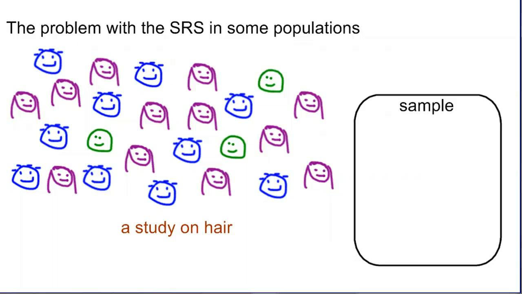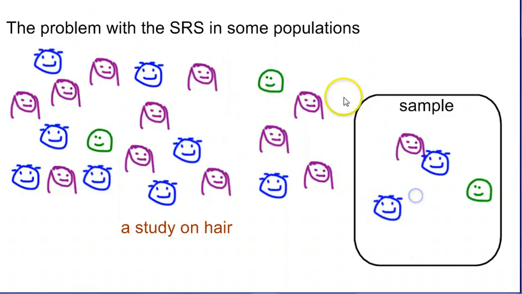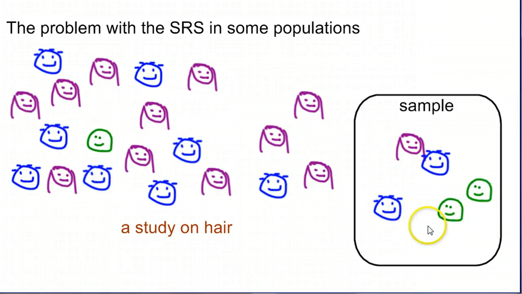And you randomly pick people to be in your sample. Let's randomly pick this guy. Let's say our random number generator randomly picks this guy, and this person, and this person, and this person. So these are the 5 in our sample. If that happens, you can see that 2 out of the 5 people randomly ended up not having hair. And if you're doing a study on hair, my guess is their opinions are going to be pretty different than the people that do have hair.